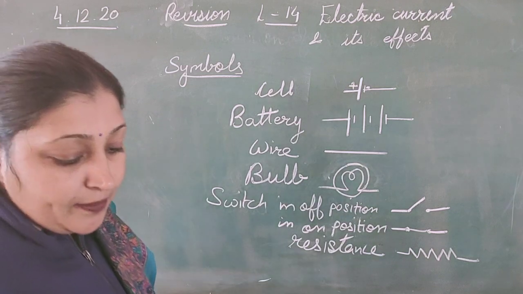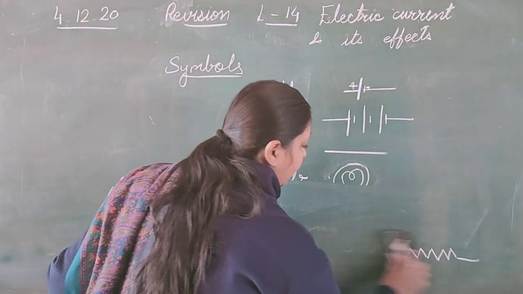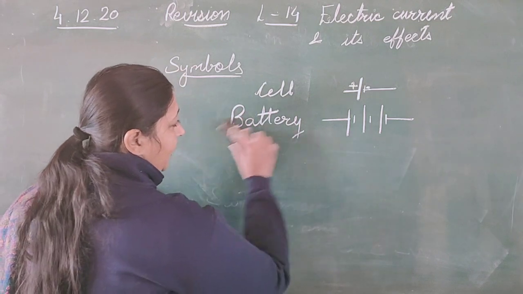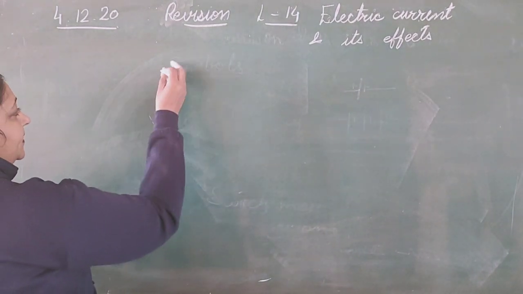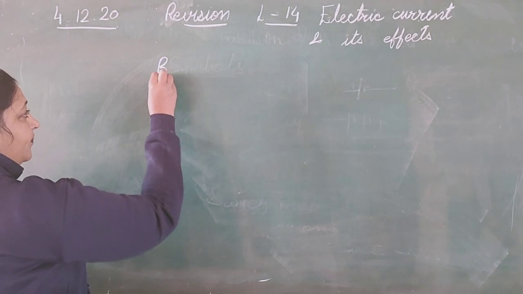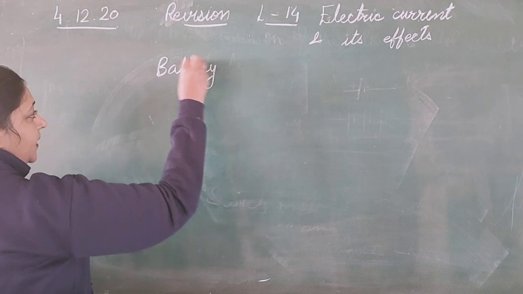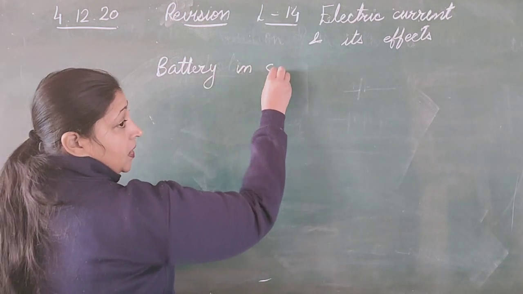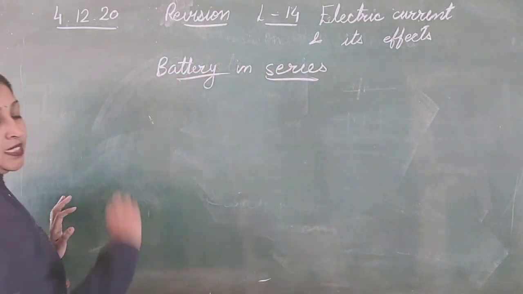How can we make a battery? We can make a battery in two ways. What is a battery? A battery is a combination of cells. And how can we combine the cells? Battery in series.